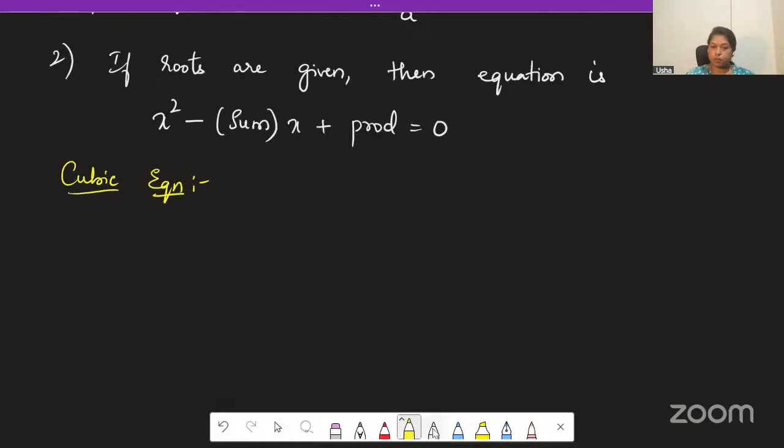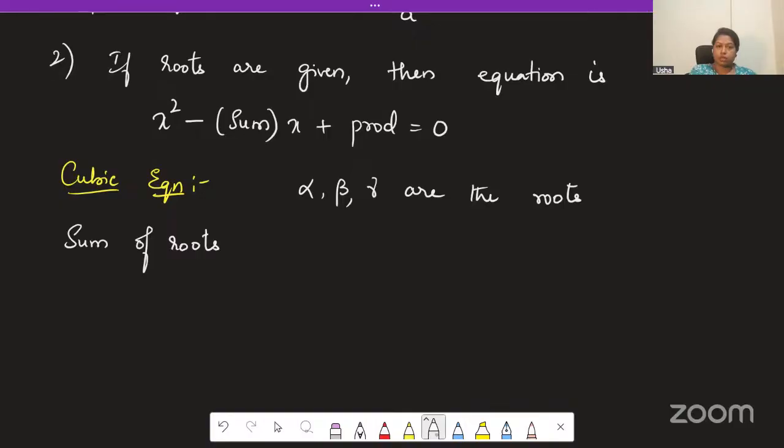Ax cube plus bx plus c equals to 0, there will be three roots. Here, alpha, beta, and gamma are the roots. We will take three roots, alpha, beta, gamma. If it's difficult for you to remember, take it as PQR, whatever you feel comfortable. Sum of the roots is alpha plus beta plus gamma. This is minus b by a.